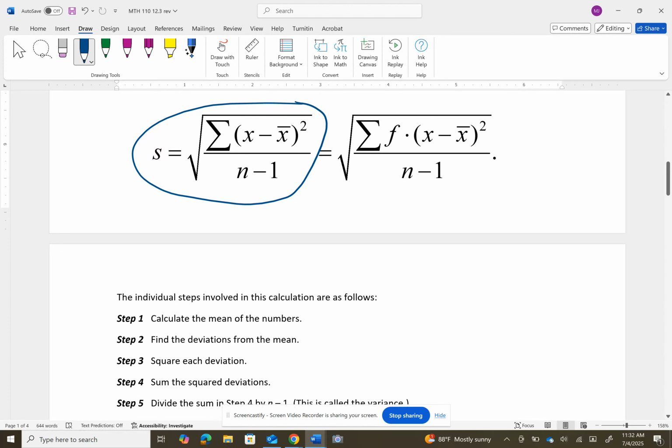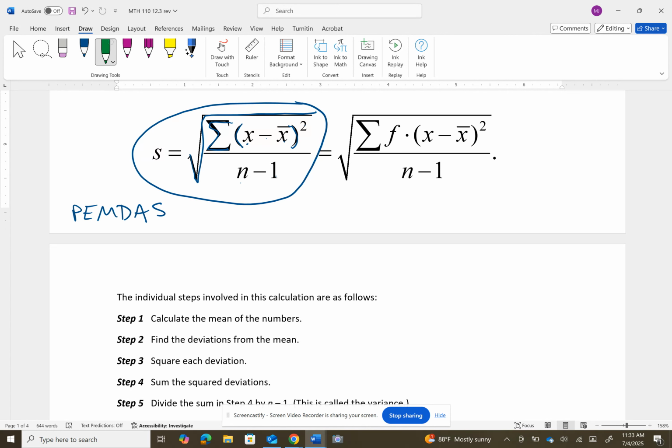Okay? So when you're looking at this, we've got this big square root, and then this thing that means to add everything up. And then we have x minus x bar, so we have data value minus the mean. We have the squaring, we have n minus 1. We have all that to think about. The little s stands for standard deviation.